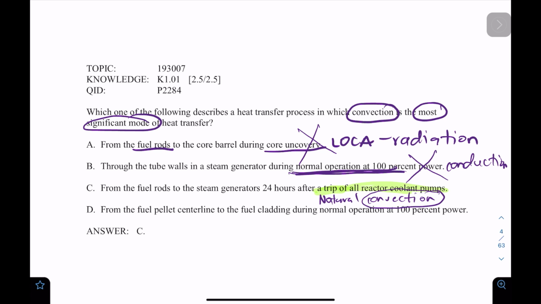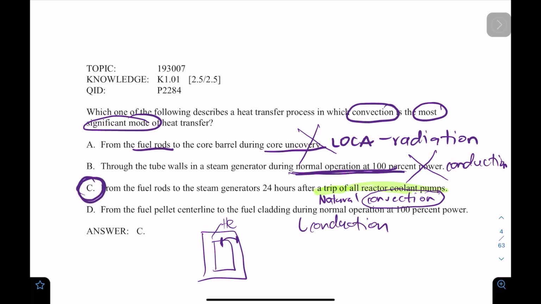The next one says, from the fuel pellet center line to the fuel cladding during normal operation at 100% power. Okay, from the fuel pellet center line to the fuel cladding. Remember, we have helium here and it's not moving. So since it's not moving, what is the only form of heat transfer here? It's going to be conduction. So the only possible answer here is going to be Charlie.